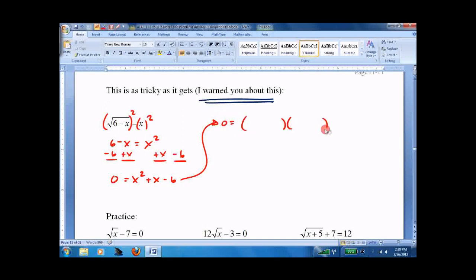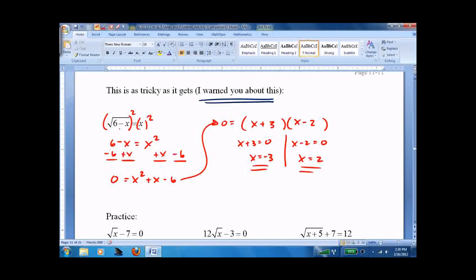Parentheses, x's, plus minus goes plus minus, 3 times negative 2 is negative 6. 3 minus 2 is positive 1. Break it in half. Two solutions. Now this is a point in time where we might get an extraneous solution. My bad here. X equals negative 3.